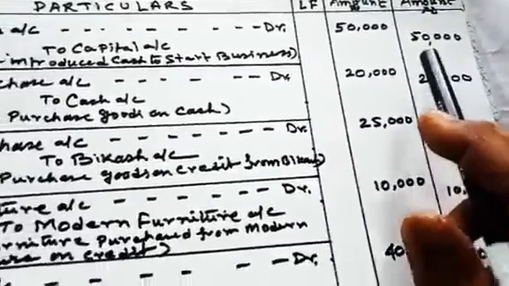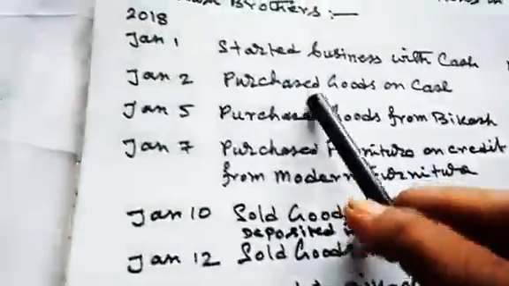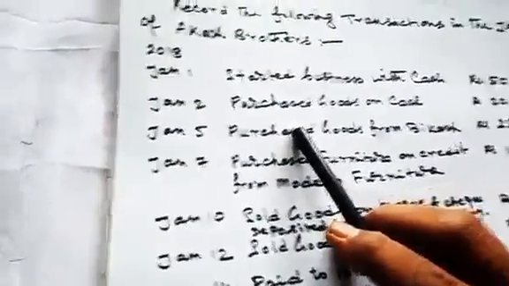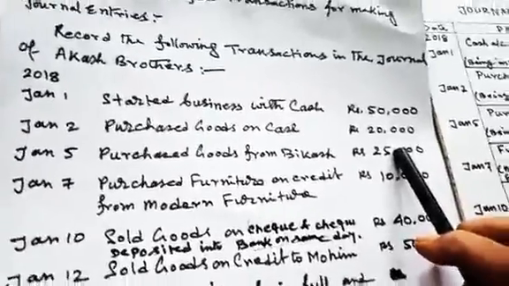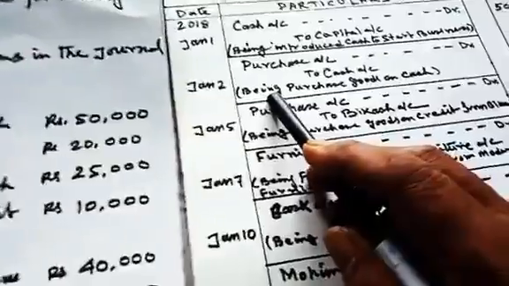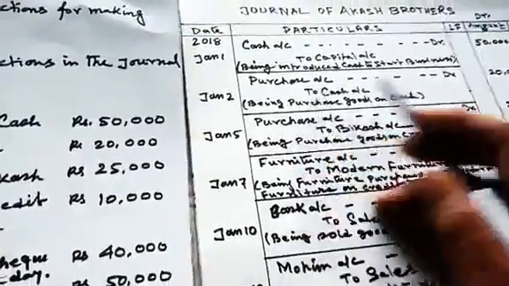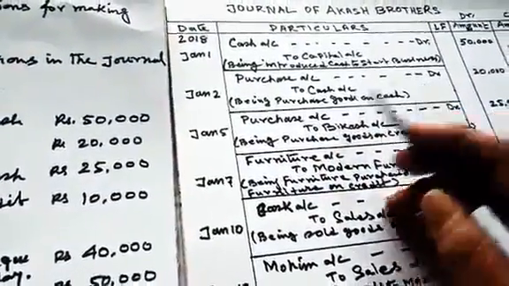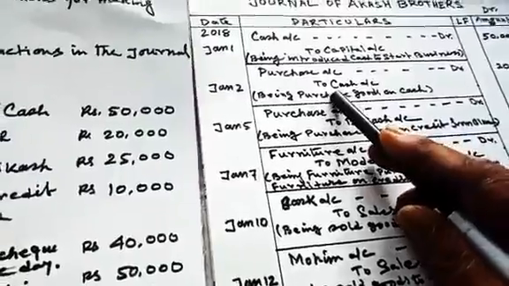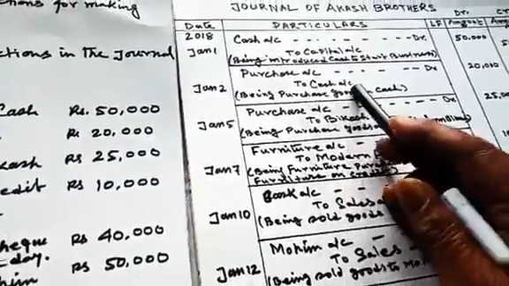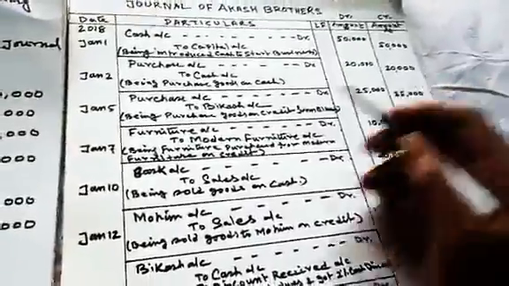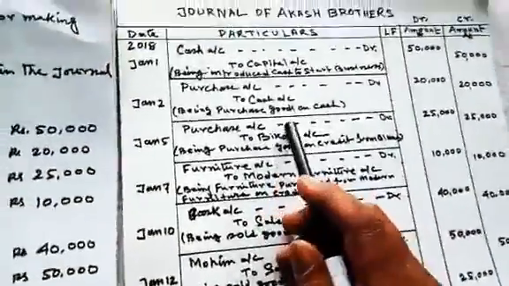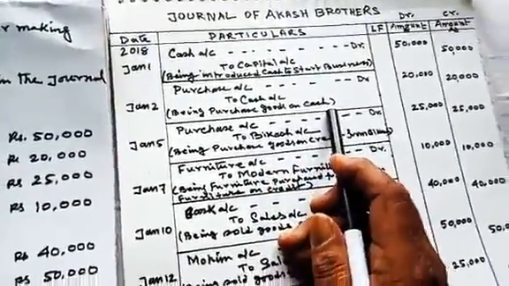Now the next transaction. January 2 purchase goods on cash rupees 20,000. See the journal entry. January 2 purchase account debit, because we are making purchase, so purchase account is debit and cash is going out, so cash account to cash account 20,000, 20,000. Narration given, being purchased goods on cash.